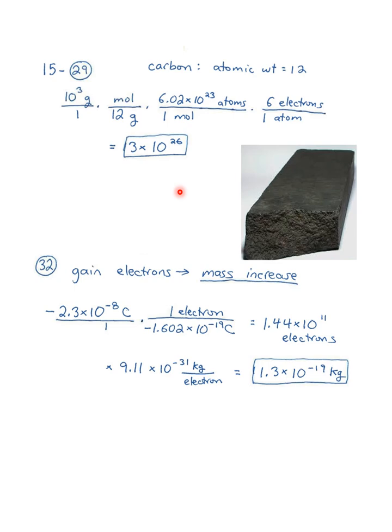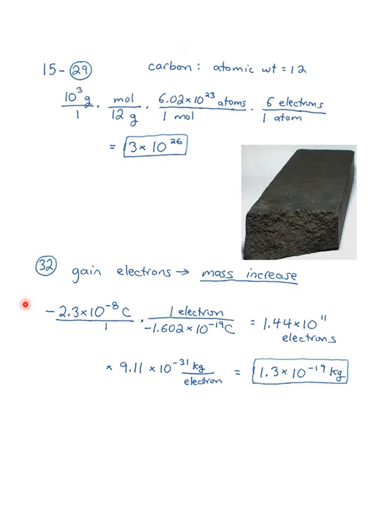Number 32 says a plastic rod is rubbed with a cloth, and in the process it acquires a charge of negative 2.3 times 10 to the negative 8 coulombs. Did the mass of the rod increase or decrease, and by how much? It gained a negative charge, and remember electrons have negative charge, so that means that it gained electrons, so its mass does increase. And let's see how much its mass increases.